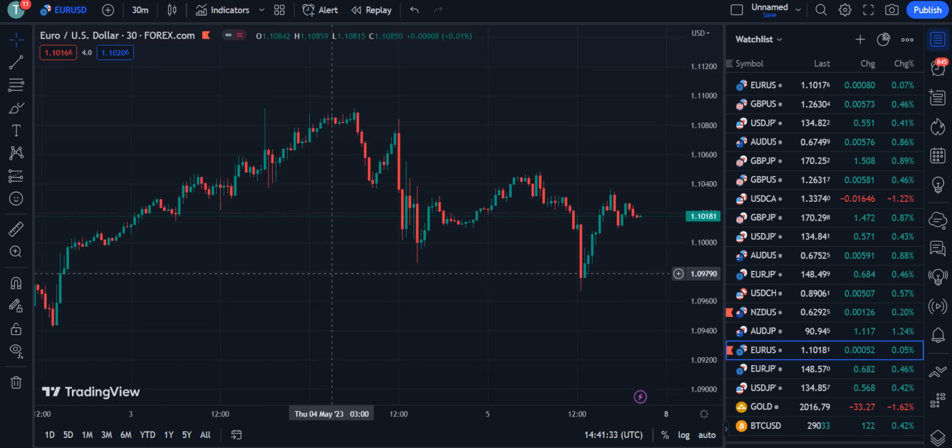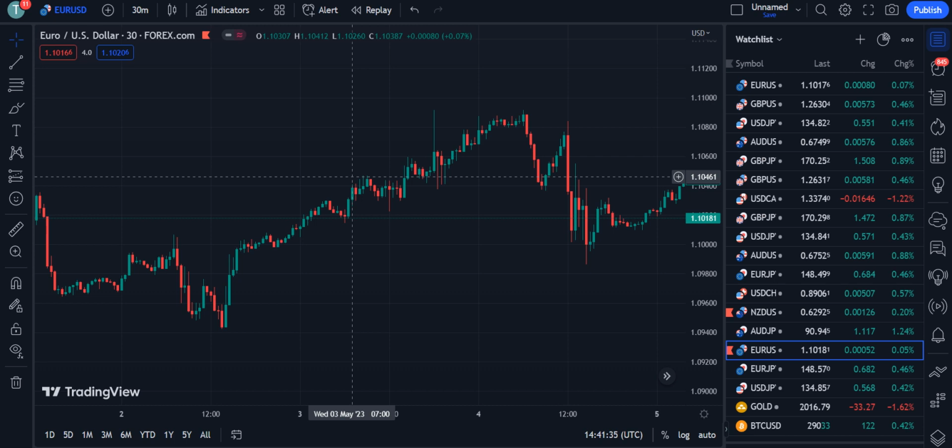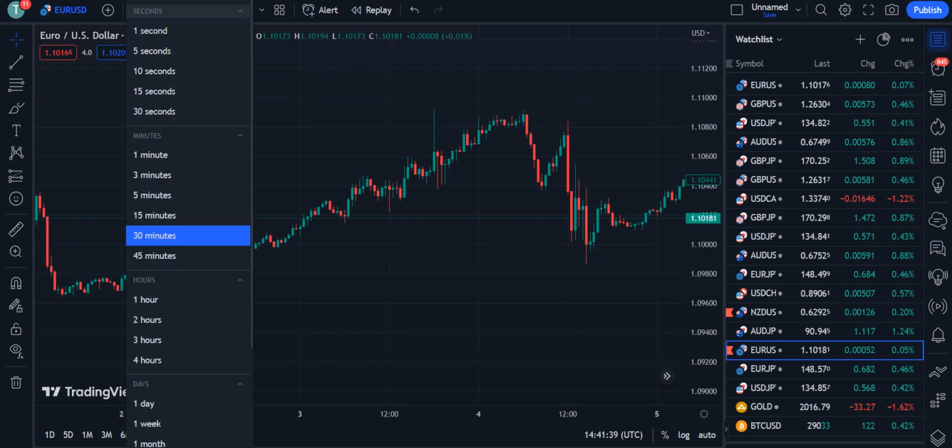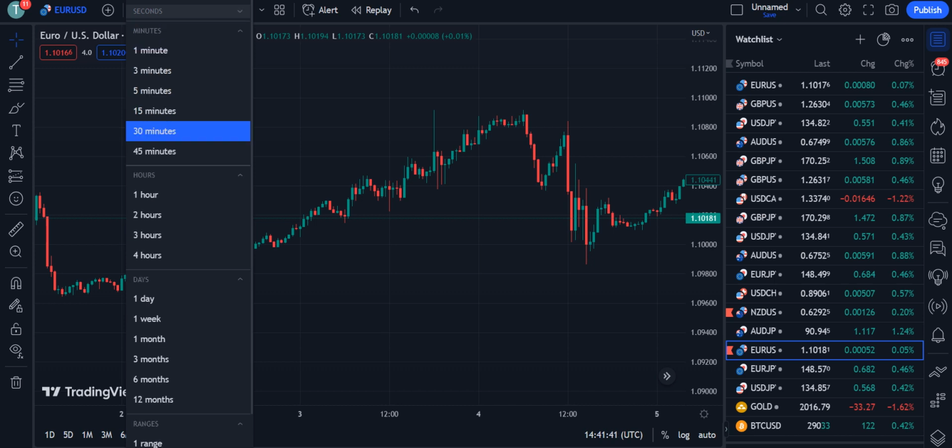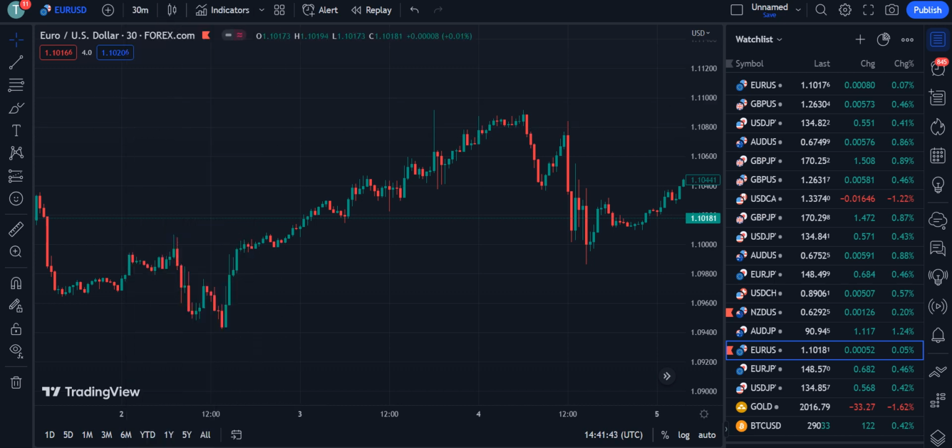Here I want to tell you the most important thing, that this strategy works at its best on the short time frame from 5 minutes to 30 minutes. So I've chosen the 30 minutes time frame here, and the pair that I'm using here is the EUR/USD. You can choose any other pair from here.